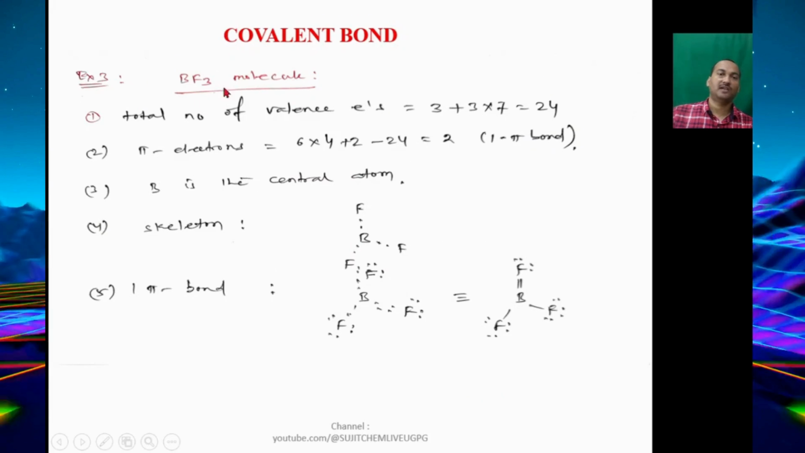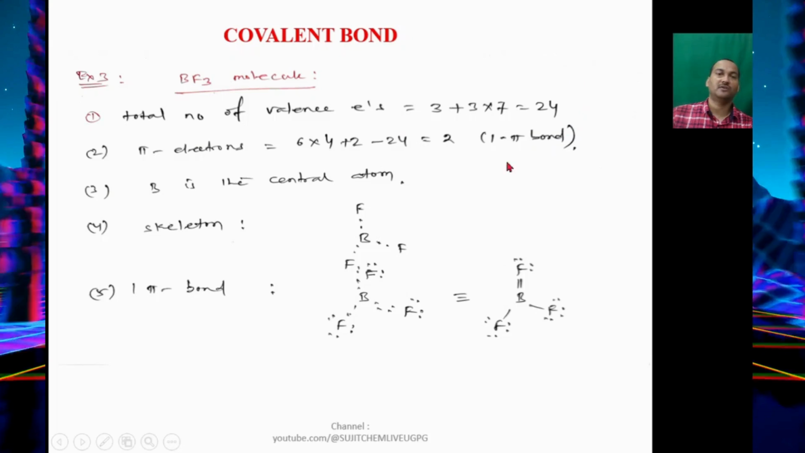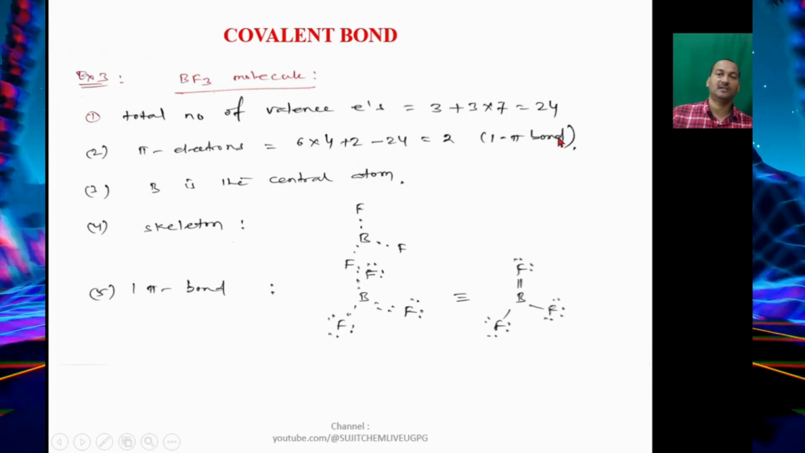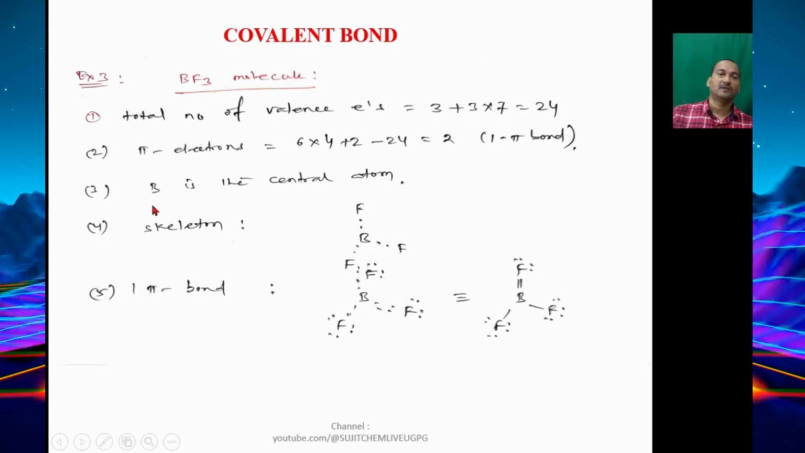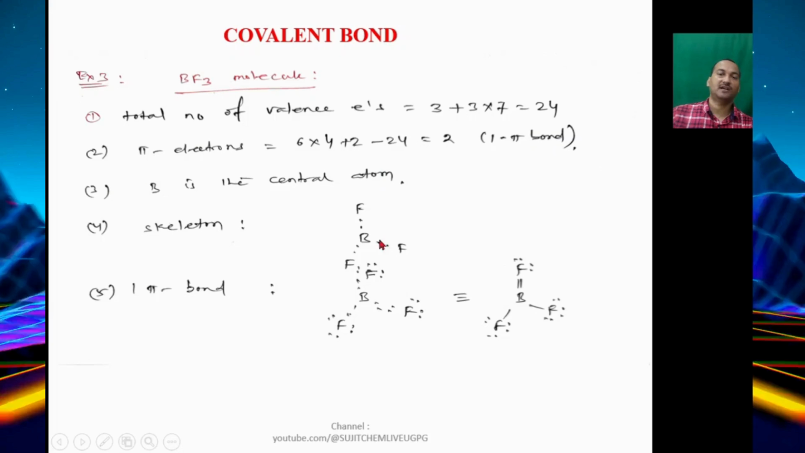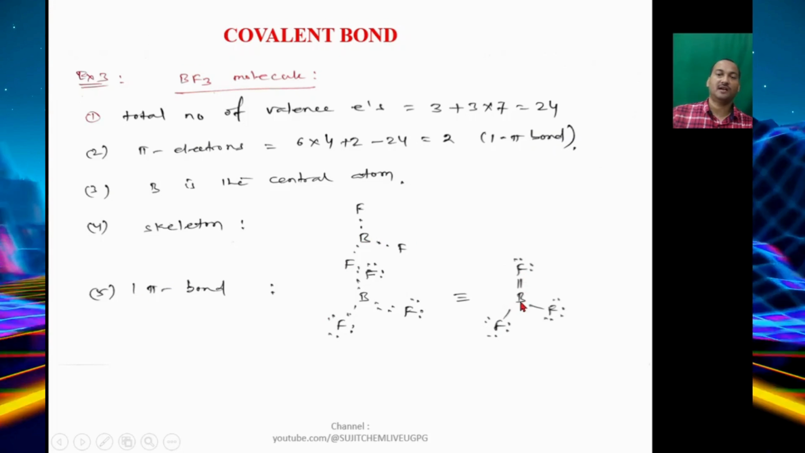Similarly example number 3, BF3 molecule. Total number of valence electrons equals 24 and pi electron by using that formula is 2, so there is 1 pi bond. In BF3, boron is the central atom, so the skeleton is this one and 1 pi bond is added.